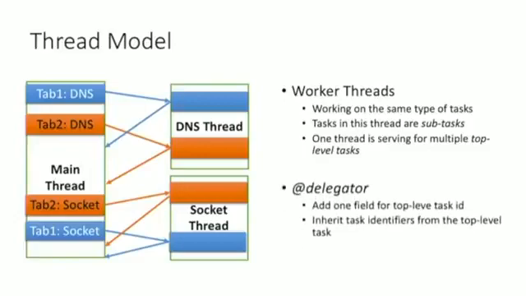They don't really know the global context, so when we attribute the events that happen in the worker thread, we don't know how to attribute them to the global task. We actually don't know the global context. To solve this problem, we introduce the delegator annotation. Basically, we need to instrument the data structure for the subtasks to inherit the task identifier from the top level data structure.